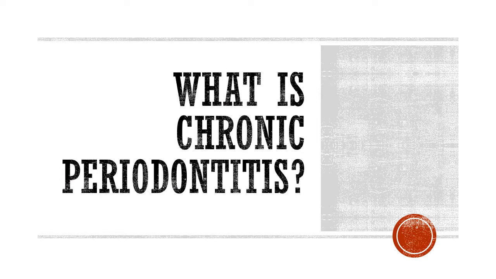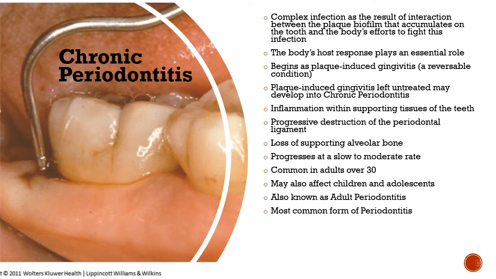What is chronic periodontitis? Chronic periodontitis is a complex infection as the result of an interaction between the plaque biofilm that accumulates on the tooth and the body's efforts to fight this infection. The body's host immune response plays an essential role. It begins as plaque-induced gingivitis, a reversible condition. Plaque-induced gingivitis left untreated may develop into chronic periodontitis.